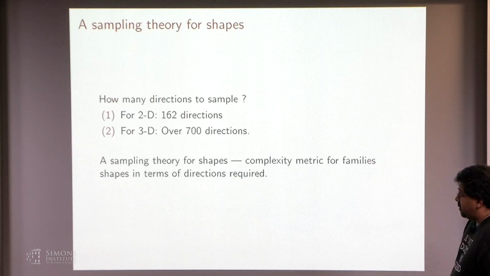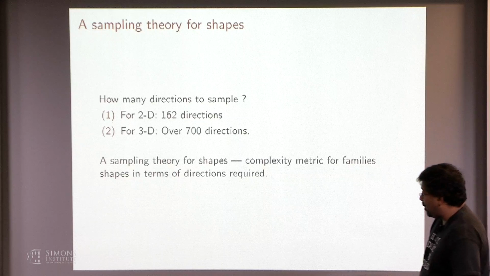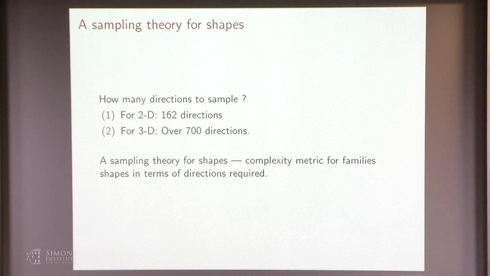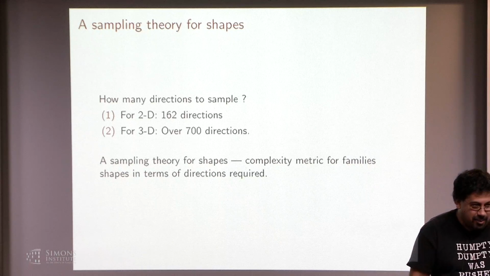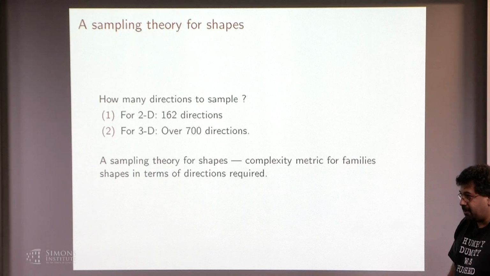Now, how many directions? We found for dimension 2, you can use 162 directions, and for dimension 3, you need 700 directions. Those are very precise numbers. Now, there's a more serious question, which is, how do I think about this more rationally, right? How do I think about the number of directions I need and think about this problem? And that's what I'm going to spend the next 15 minutes telling you about.